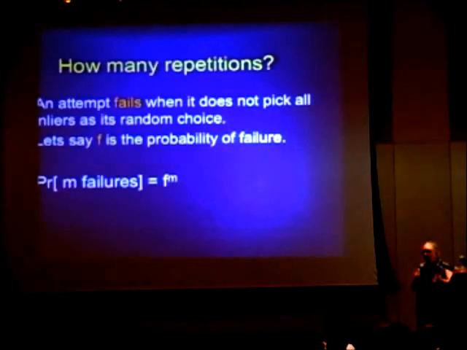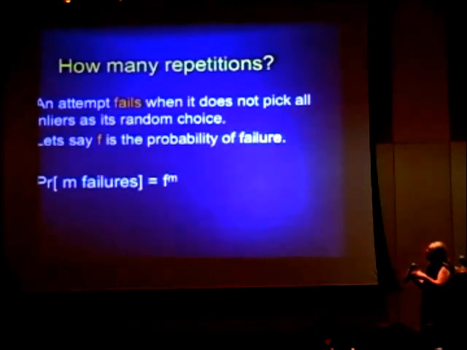So one of the arguments we make that RANSAC is a decent algorithm is that we consider how many repetitions we are going to have to do. The core of that argument is actually really simple. Let's say an attempt fails if it doesn't pick all inliers as its random choice, and say F is the probability of failure. You can estimate or guesstimate what F is, and it depends on how many points you need to pick to fit the shape, so 3 for circles, 4 for paraboloids, something more complicated will take more points. It also depends on the ratio of outliers to inliers. But let's say you can come up with some probability F of failure.